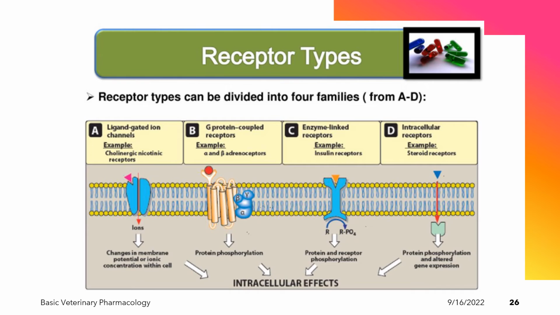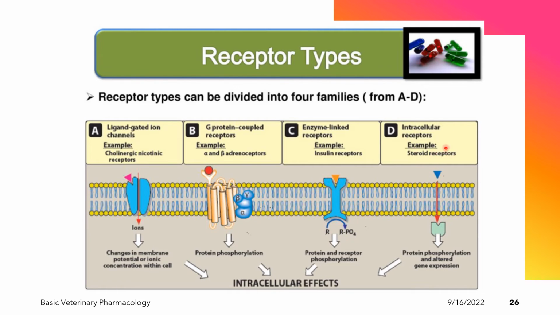The cellular receptors can be broadly categorized into four families. From A to D, we have the ligand-gated ion channel. Example of the ligand-gated ion channel is the nicotinic receptor or the cholinergic nicotinic receptor. We also have the G-protein coupled receptor. Examples of this are the alpha and the beta adrenoceptors. Another is the enzyme link receptors. Example of an enzyme link receptor is the insulin receptors.